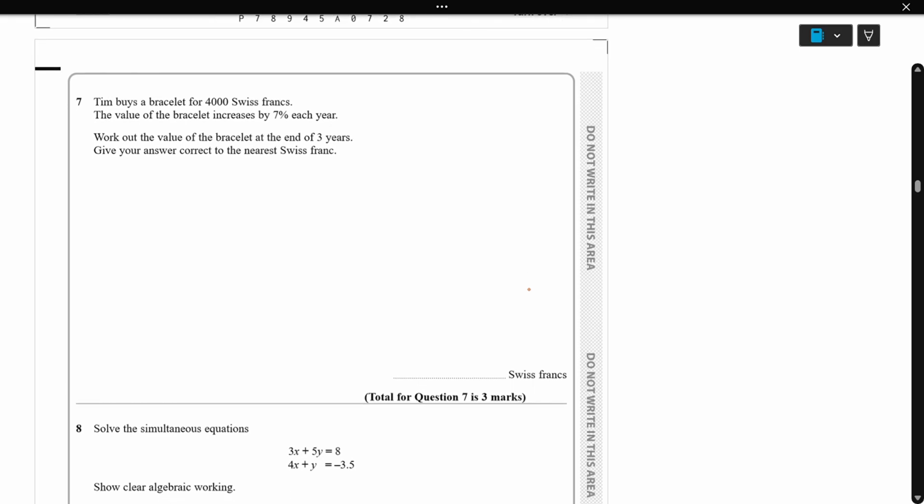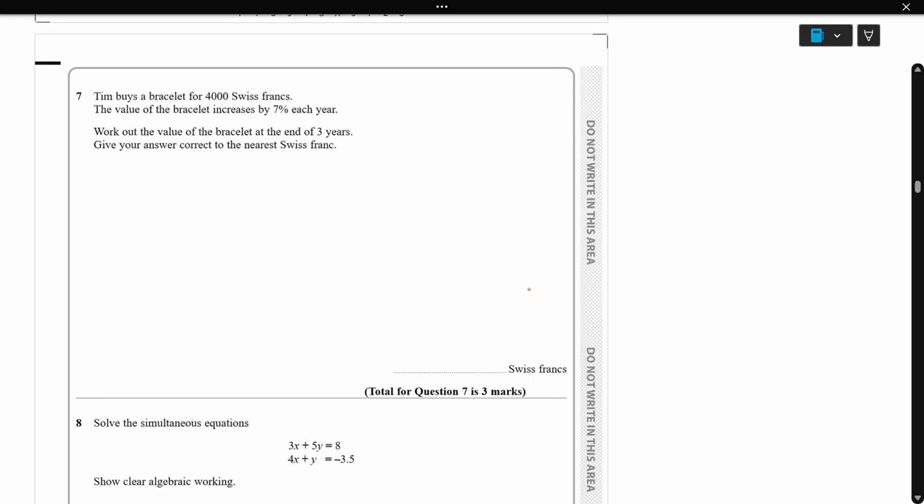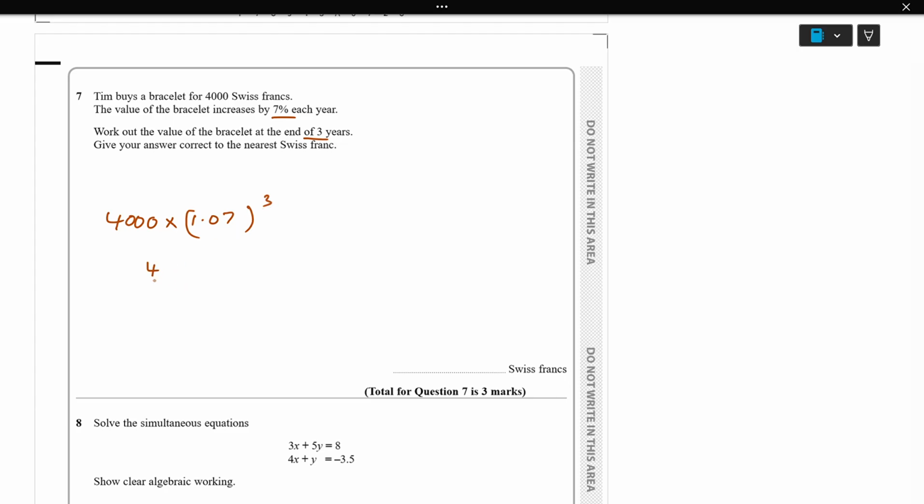Next, question 7. Tim buys a bracelet for 4,000 Swiss francs and the value of the bracelet increases by 7%. Work out the bracelet's value at the end of 3 years. So 4,000 times the increase, which is 107%, which is 1.07. 107 over 100 is 1.07, for 3 years, so power 3. When we calculate, the answer is going to be 4900.172. Give your answer correct to the nearest thousand, so the answer is 4900.